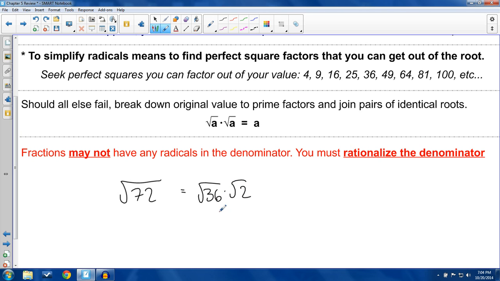The square root of 36 is 6. So I end up with 6 times the square root of 2. Another way of saying this is 6 root 2.